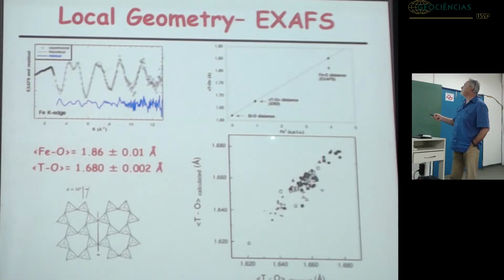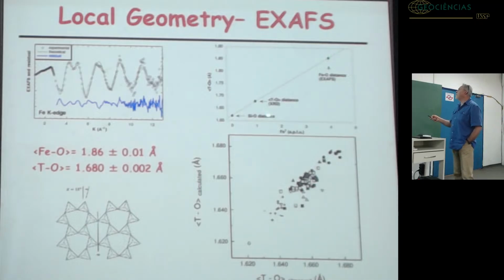So again, what do we get here? We get that diffraction gives us an average distance weighted by the occupancies of silicon and iron in the tetrahedron. More or less, we have 3/4 of the tetrahedron occupied by silicon and 1/4 of the tetrahedron occupied by iron.